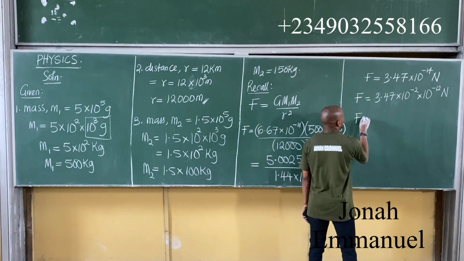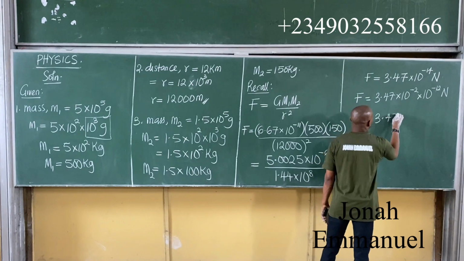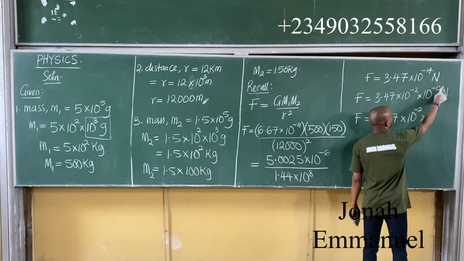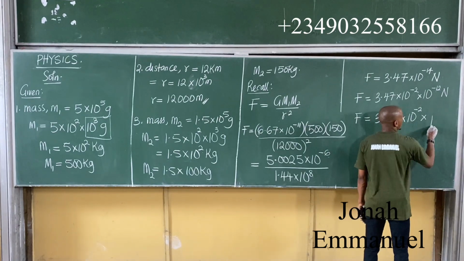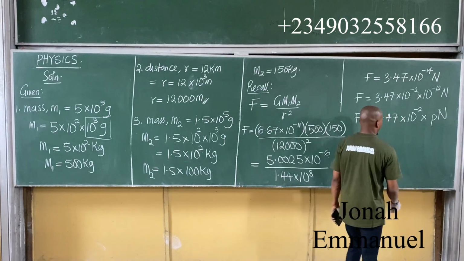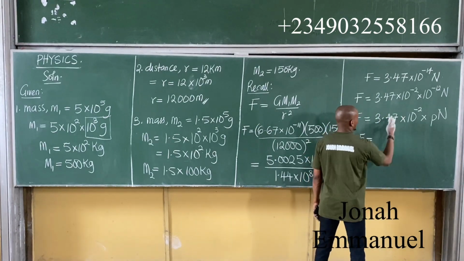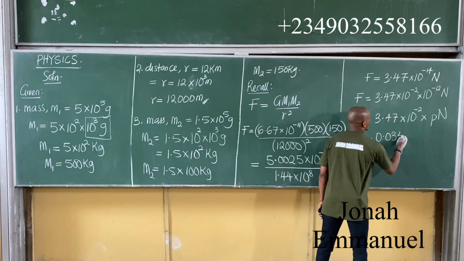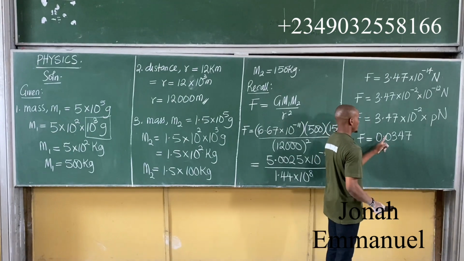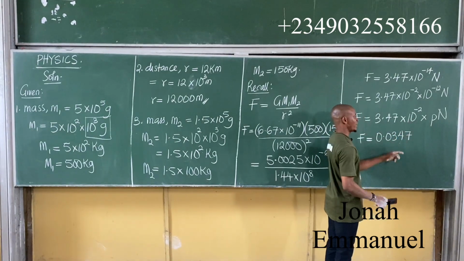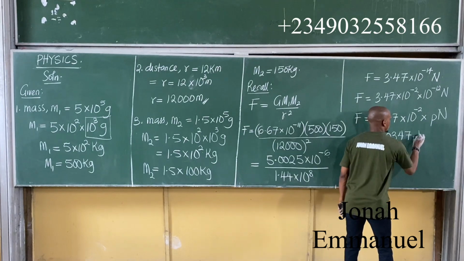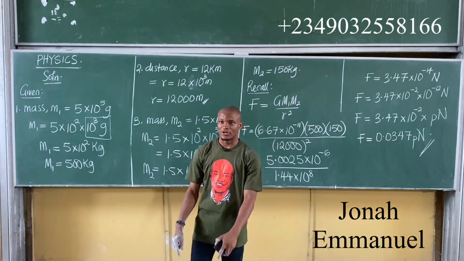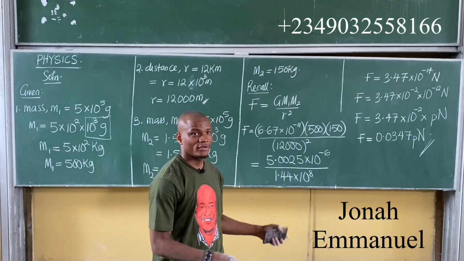So I have that F is equal to 3.47 times 10 to the power minus 2 times this one. 10 to the power minus 12 is called pico. That's small p and then capital N. Alright, so F will be equal to, if you multiply this, 0.0347 pico Newton. So this is the force of attraction between them. So that's how you solve this question.